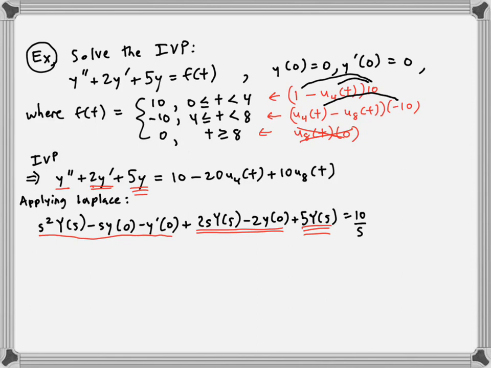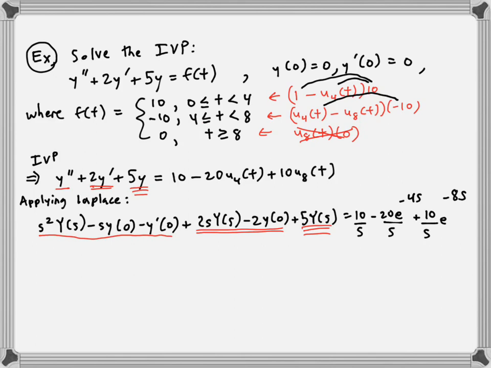So how do you take the Laplace of the unit step function? Remember, that's going to be the shift. It's going to be e to the negative 4s. And then I'm doing the Laplace of 1 again, which is just 1 over s. So it's going to be minus 20 e to the negative 4s over s. And then the next one's going to be plus 10 over s e to the negative 8s.